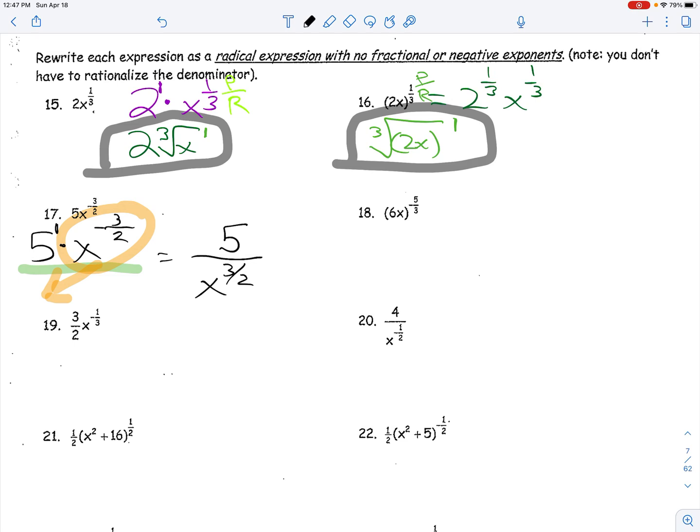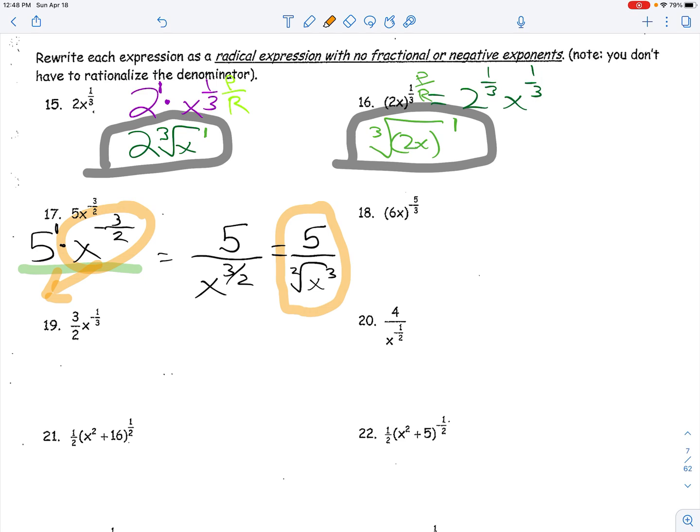We're going to now make that a radical, right? Power over root. So this is going to be 5 over the square root of x cubed. The 3 can be inside with the x, or you can have it on the outside there. It does not matter. All right, that is your answer for number 17, people.